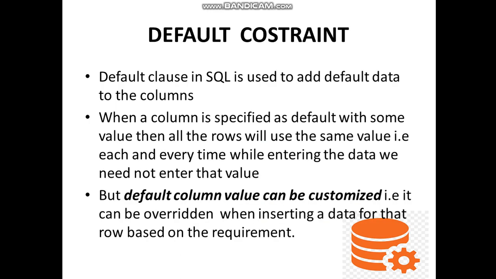Next is default constraint. The default clause in SQL is used to add default data to the column. When a column is specified as default with some value, all the rows will use the same value. That is, each and every time while entering the data, we need not enter that value. But the default column value can be customized, that is, it can be overridden when inserting data for that row based on the requirement.